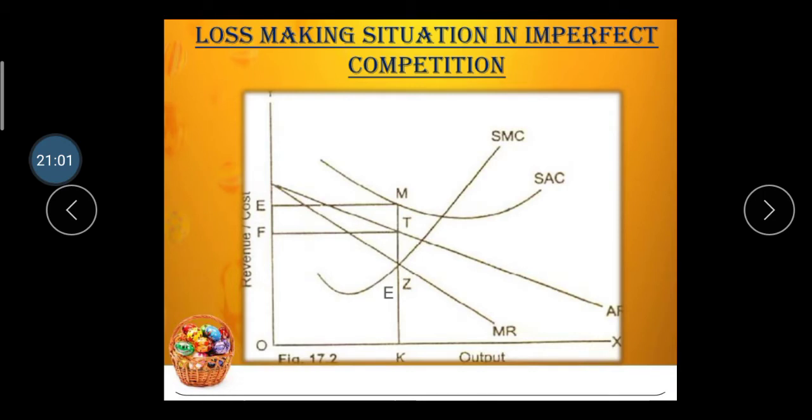Then after, loss. It's simple: when your average cost is higher than your average revenue, it is considered as a loss making situation. Here you see the average total cost, marginal cost, and here the average fixed cost and the marginal revenue. Here you see marginal revenue is less than your total cost. So this EMFT area is considered as your loss.